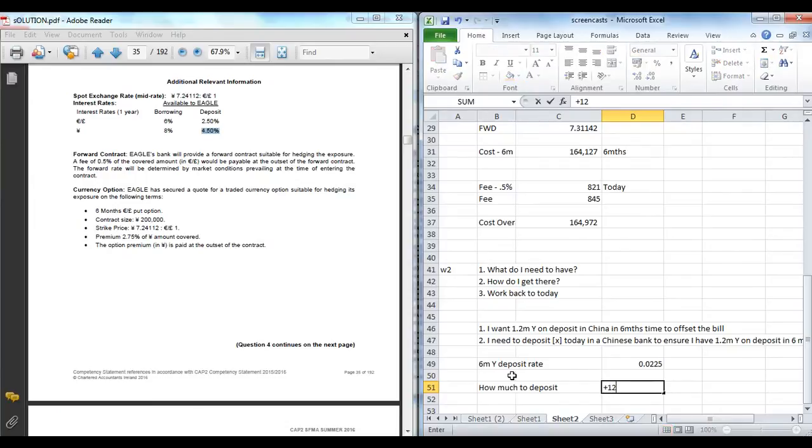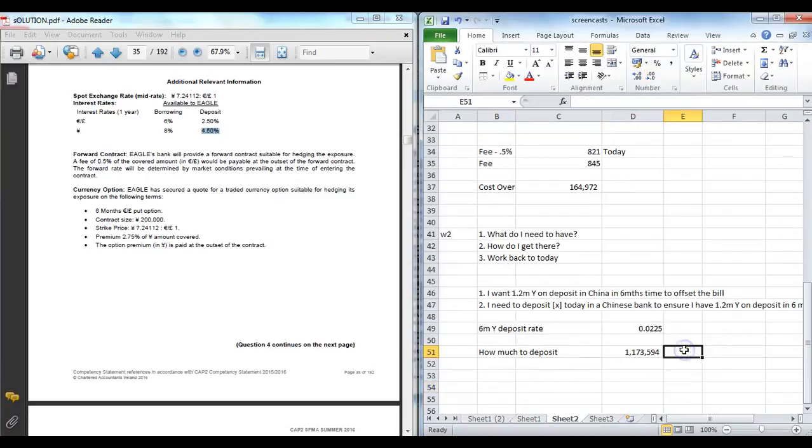That will give me 1.2 million. So I do 1.2 million divided by 1 plus the interest rate, which means I need to deposit about 1.173 million yuan today to ensure that's how much I have on deposit in 6 months' time. So that's how you work back. And then the next step is work back to today, in euro terms, because that's what I want.